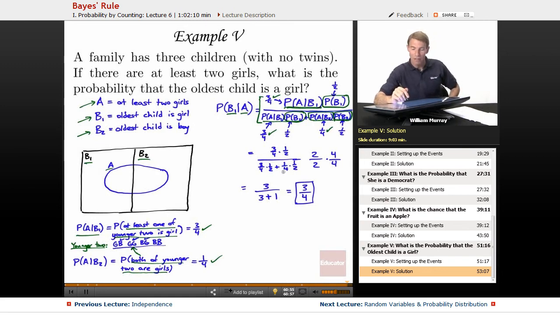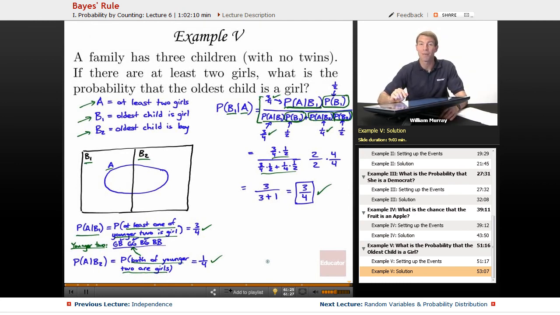And so now we've put all the fractions in, and then it's just a simple matter of canceling away all the denominators. I multiplied by 2 over 2 to get rid of all the halves. I multiplied by 4 over 4 to get rid of all the fourths. Turned into 3 over 3 plus 1, which simplifies down to 3/4. So if we know that there are at least 2 girls, the probability that the oldest child is a girl is now 3/4. So that wraps up the lecture and the examples on Bayes' rule.